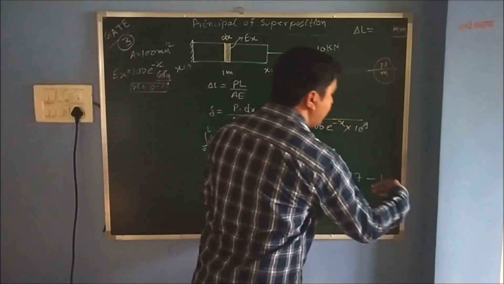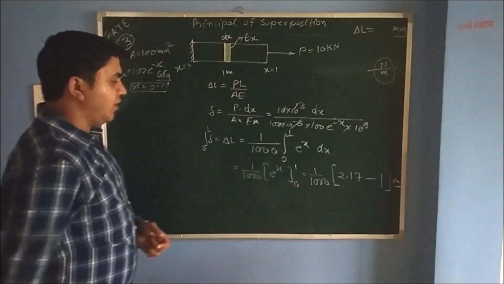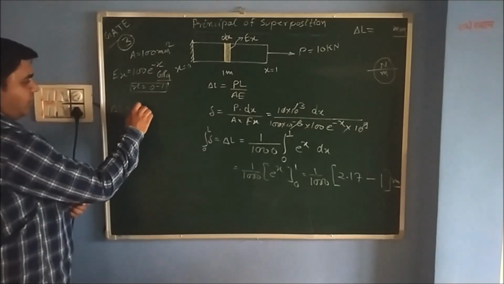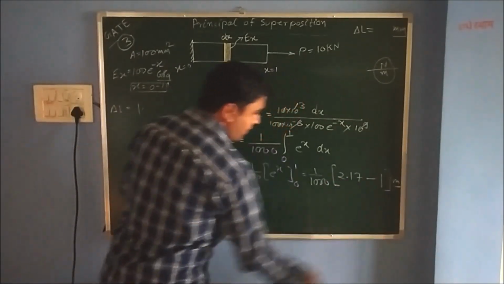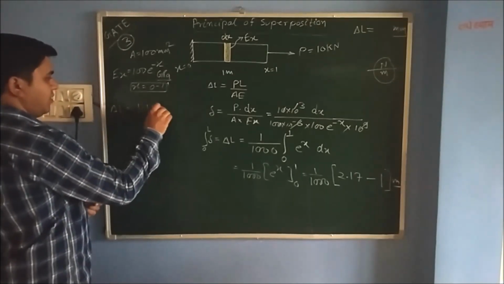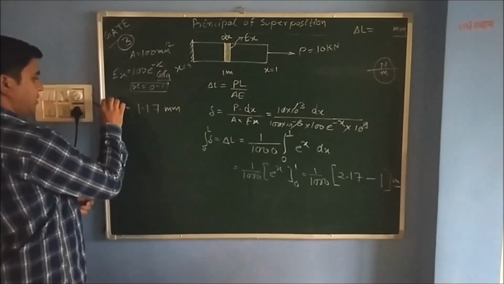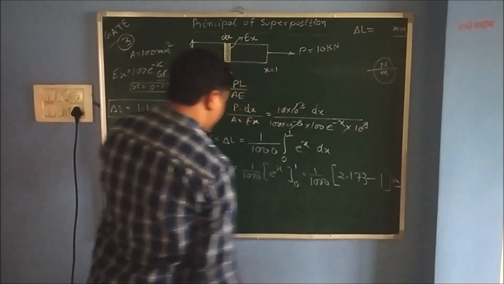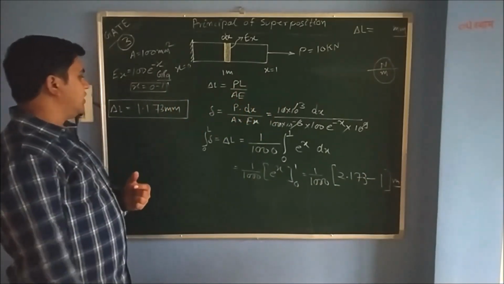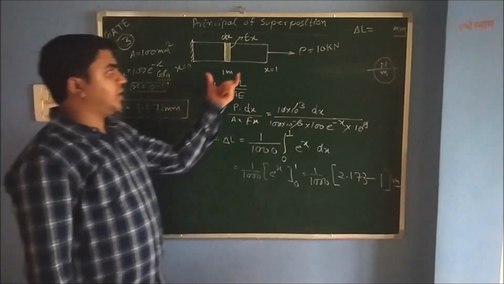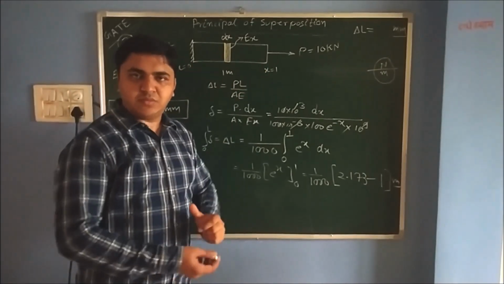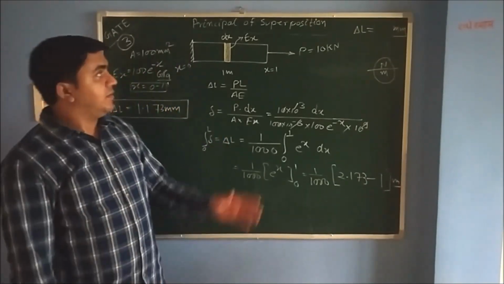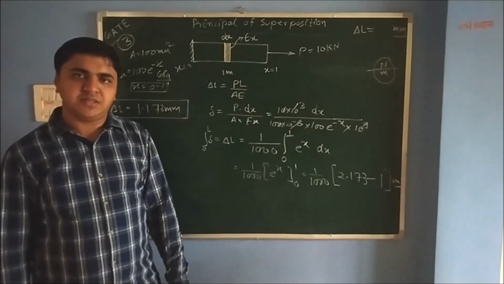The answer should be meter. So you convert this meter into mm, so this 1000 will be gone. And finally, here I will write the value of delta L. You subtract 2.17 minus 1, so 1.17 mm is the value. So this is nothing but the change in length for this particular bar with varying Young's modulus. Okay. So in this way we can solve the problems of superposition and the elongation of bars.